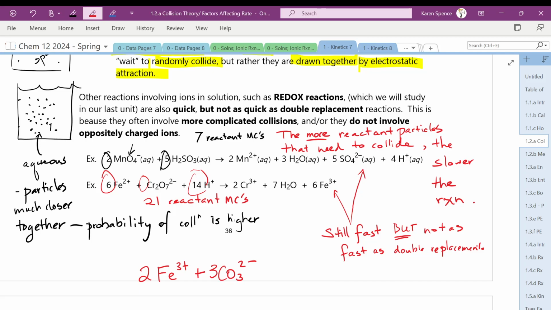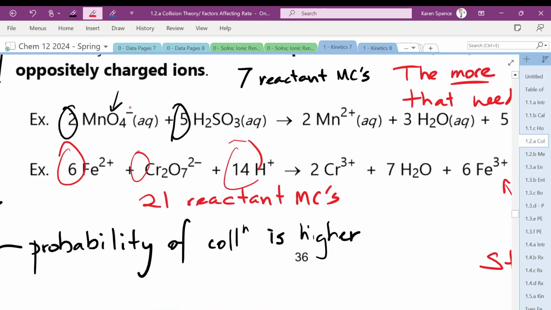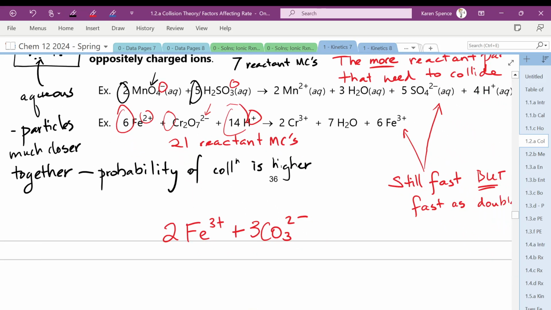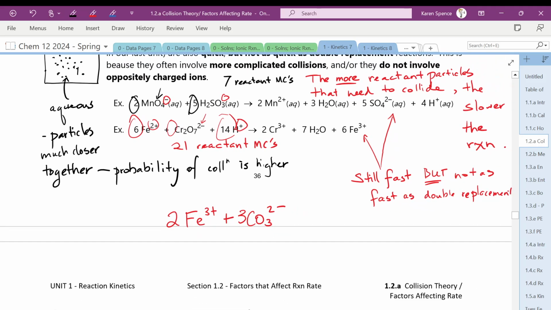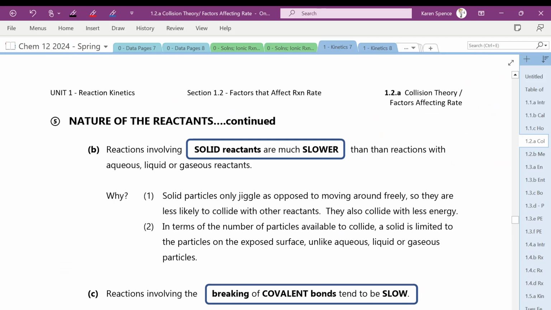The other thing that the double replacements have going for them is that positive-negative interaction that drags the particles together, okay? As opposed to these other ones. Here we've got a negative charge and a neutral, right? So not quite as much. Here we've got a whole bunch of positives, a whole bunch more positive, and then just a few negatives. So again, they're not being dragged together in the same way, okay? All right. So that deals with our aqueous ions, usually the fastest.